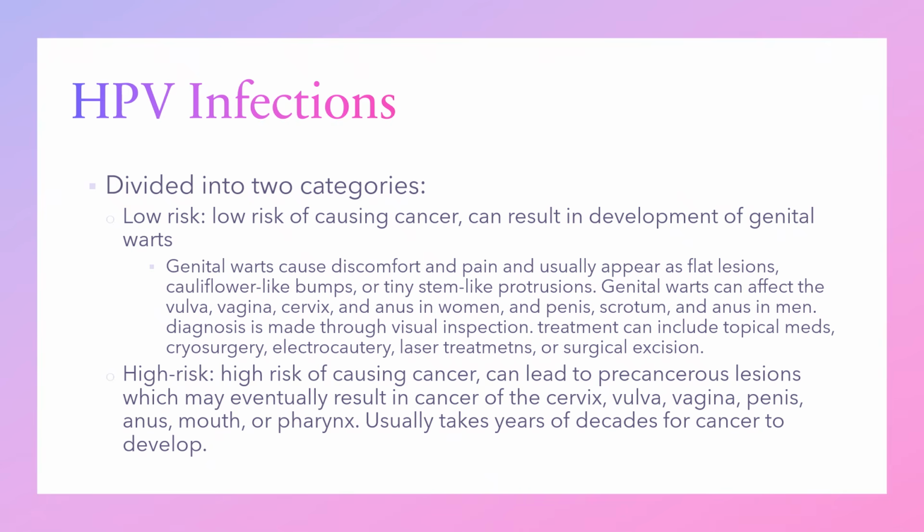or surgical excision. Our other category is high risk, which means they have a high risk of causing cancer and can lead to precancerous lesions, which may eventually result in cancer of the cervix, the vulva, vagina, penis, anus, mouth, or pharynx. It usually takes decades or years for cancer to develop.